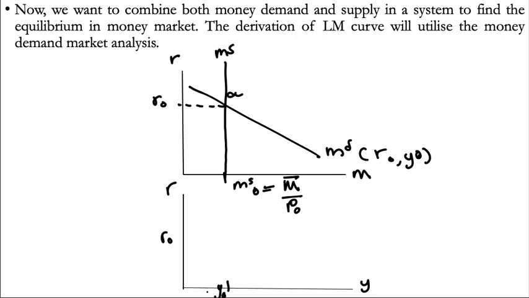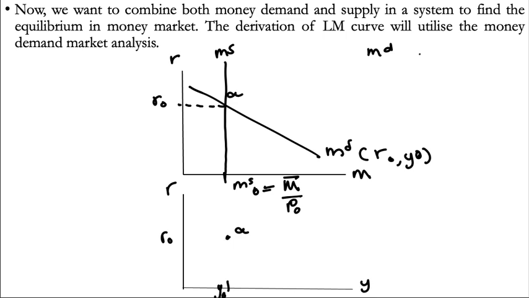I rewrite again Y naught here so that you can see it on your screen. So point A in the first graph here corresponds to point A prime here with R0 interest rate and Y0 income. Okay, now we want to have another point. We need another point so that we can join these 2 points to get the LM curve. Alright, so what should we do?